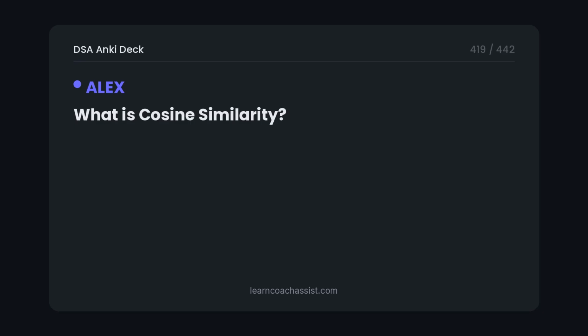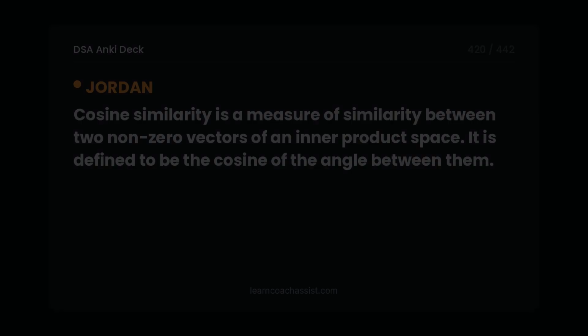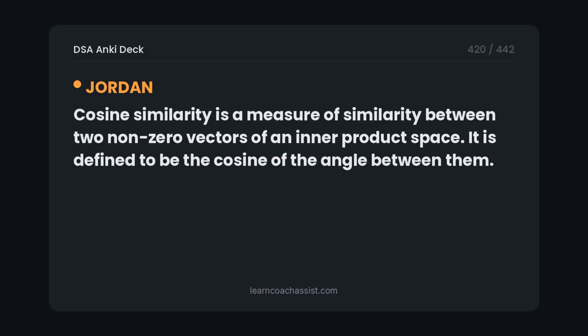What is cosine similarity? Cosine similarity is a measure of similarity between two non-zero vectors of an inner product space. It is defined to be the cosine of the angle between them.